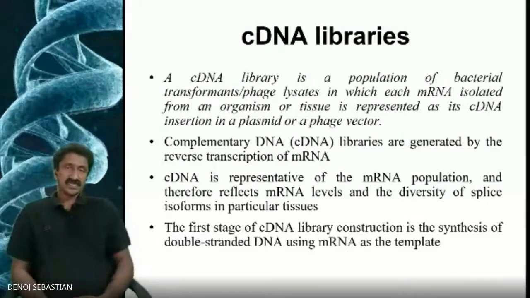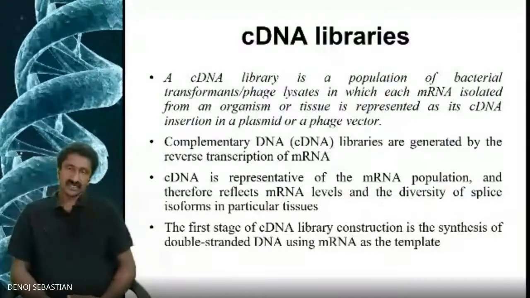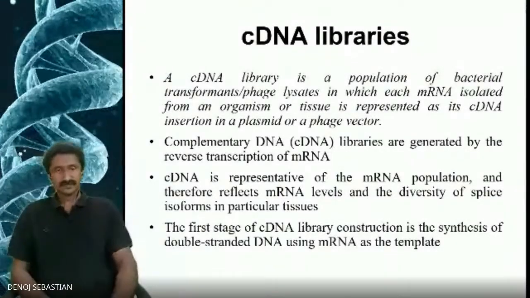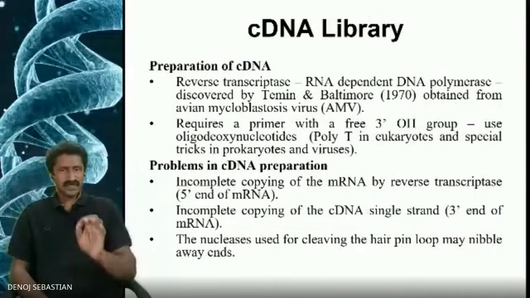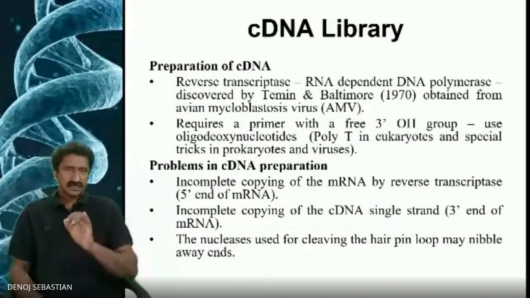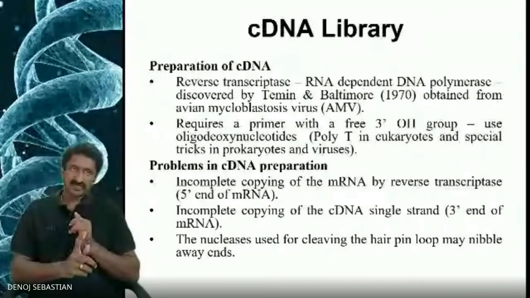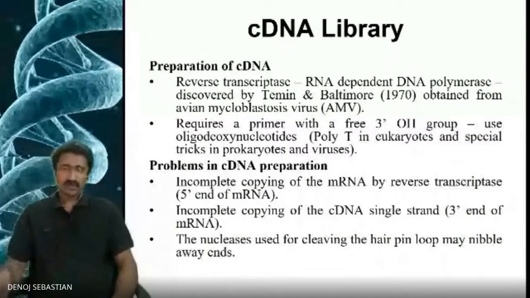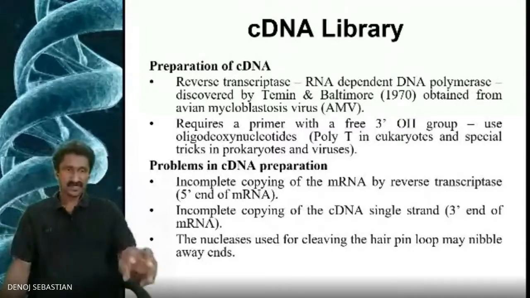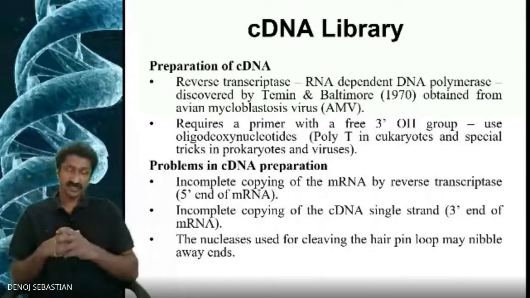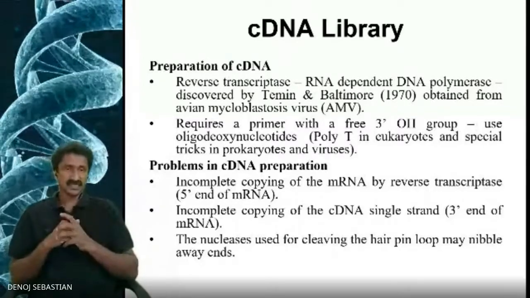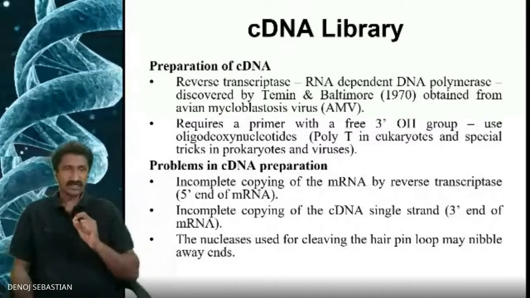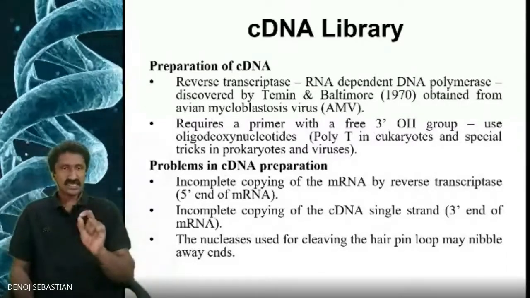The first stage of cDNA library construction is the synthesis of double-stranded DNA using mRNA as the template. Now, in the preparation of the cDNA library, reverse transcriptase is the enzyme that is used. We have a DNA-dependent DNA polymerase, which is a normal DNA polymerase that depends on a DNA template and produces a DNA. Whereas reverse transcriptase is another enzyme which depends on an RNA template and produces a DNA copy.